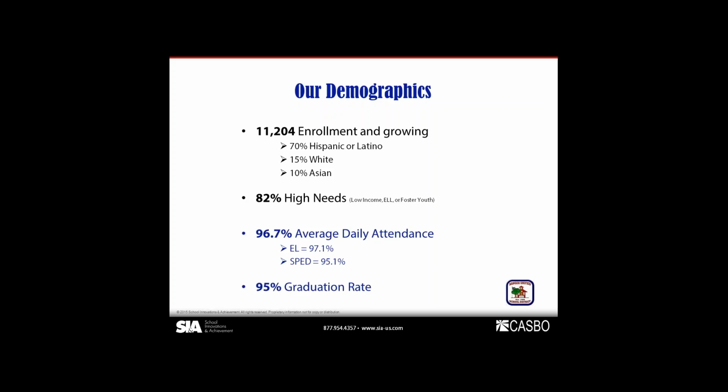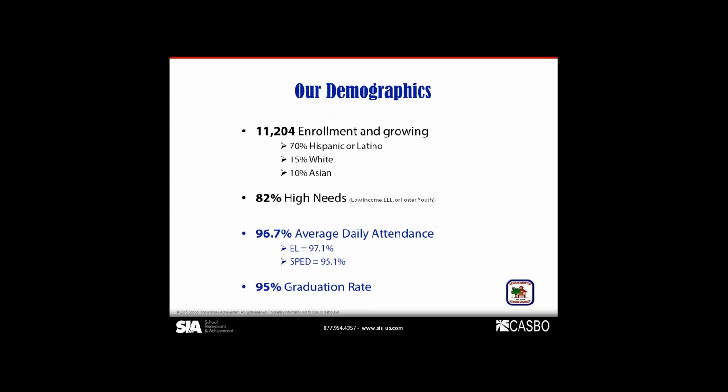But coming down, if you look at our demographics, we're roughly around 11,000 students, 70% Hispanic or Latino, 15% white, 10% Asian, and 82% high needs. So low income, EL, foster youth. So when you look at that from the LCAP perspective, we have a lot of subgroups that we're targeting. One of the things that I'll say is if you just look at that information and look at our demographics, you might make an assumption on our academic achievement and also on our attendance rates for these students.